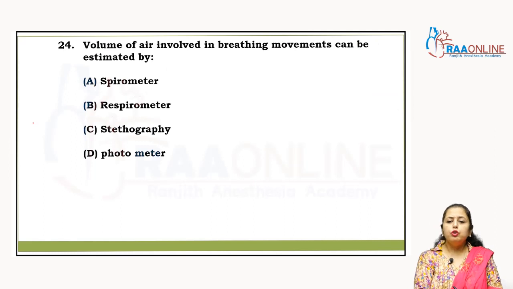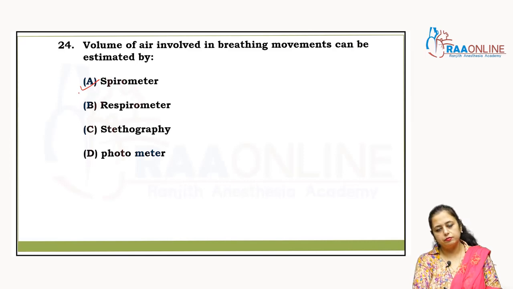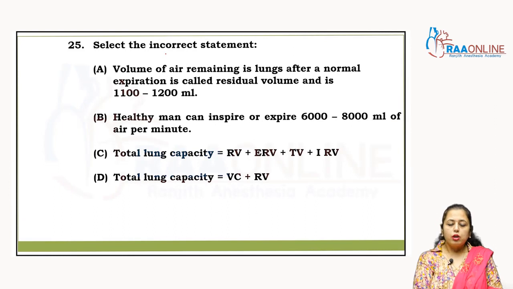Now, the volume of air involved in breathing movements can be estimated by the spirometer, right? Solve the incorrect statements. The volume of air remaining in the lungs after a normal expiration is called the residual volume. In its definition, it's forced expiration, right?